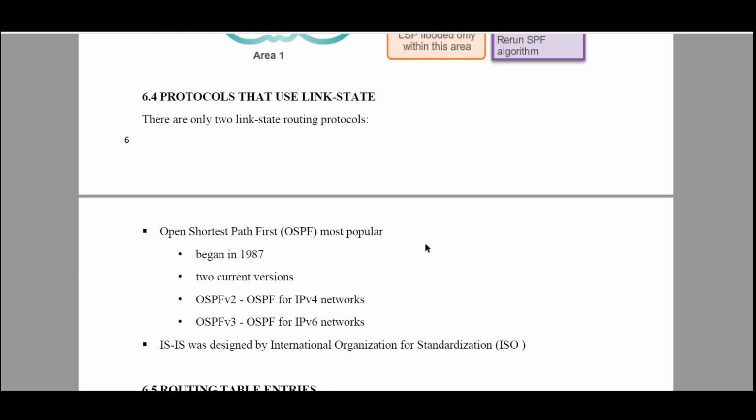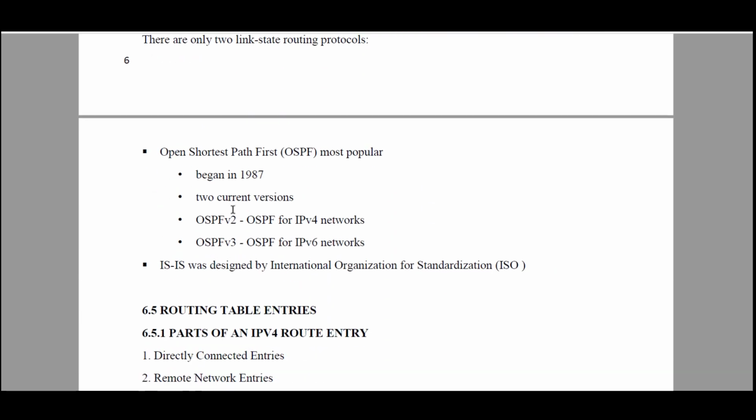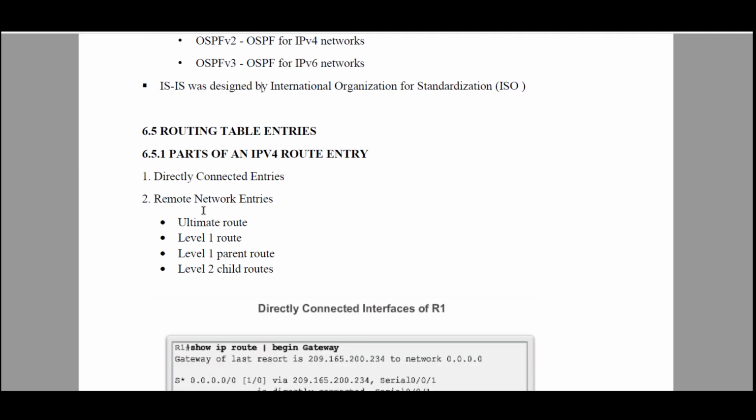Then we discussed the protocols. There are 2 popular protocols: one is OSPF and the other is ISIS. Then we discussed the routing table entries: directly connected entries and remote network entries. If you go for the remote network entries, you can divide them as ultimate, level 1 parent, and level 2 child.